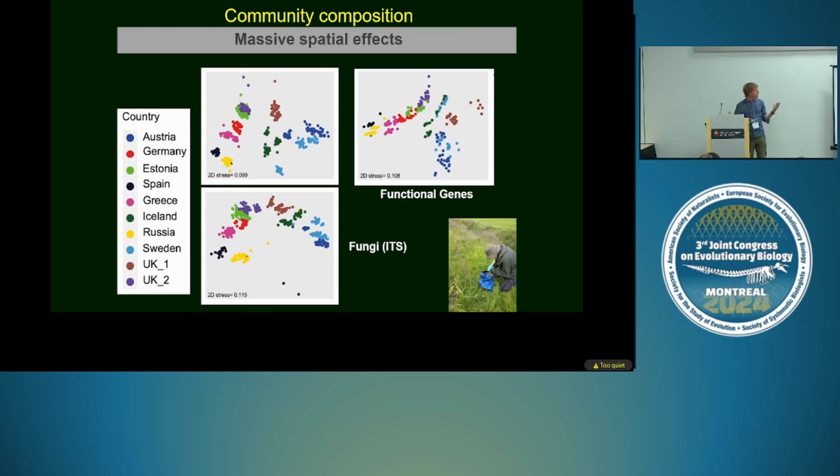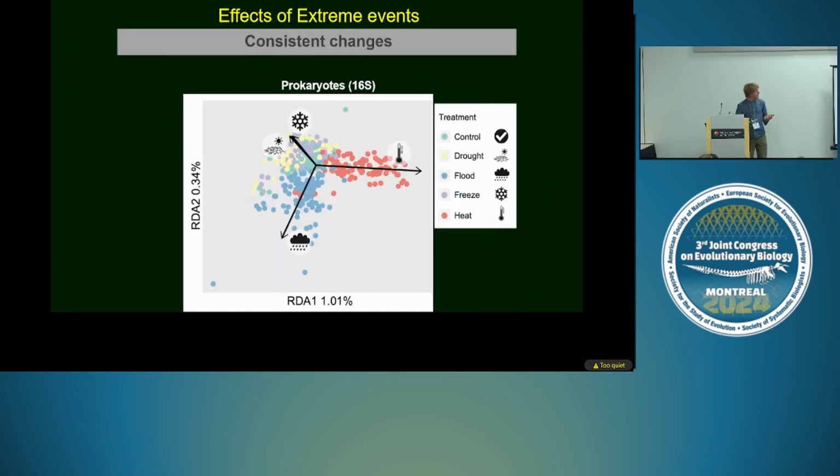So, but can we actually then see anything about consistent changes? Well, actually we can. If we go in with a sort of discriminant analysis approach to try and say, well, what changes are associated with these particular perturbations? What you can see is that there is an effect of heat, quite distinct, going out to the right along that first axis, and that's quite distinct from the other three. But actually, the effects of freezing and drought are almost indistinguishable.